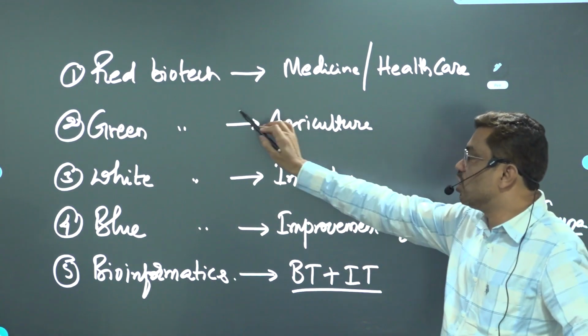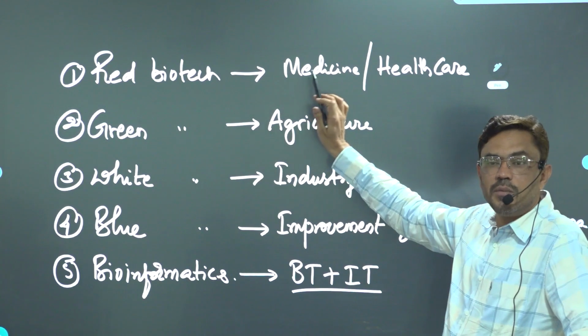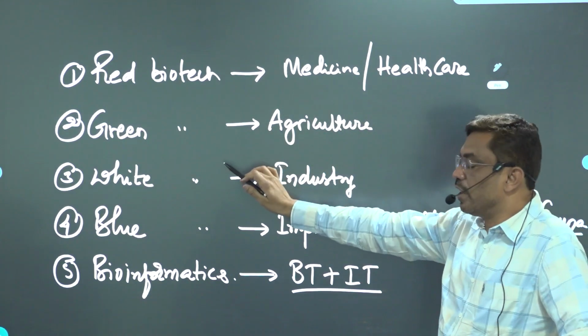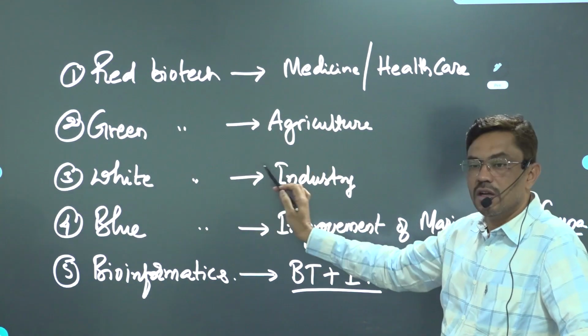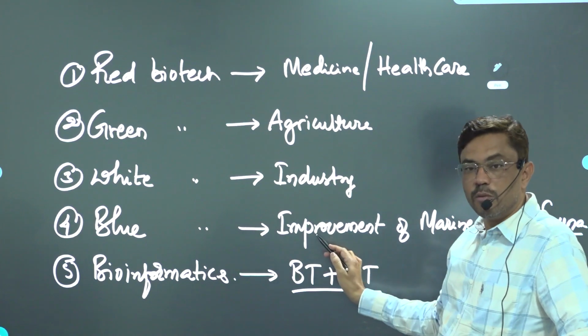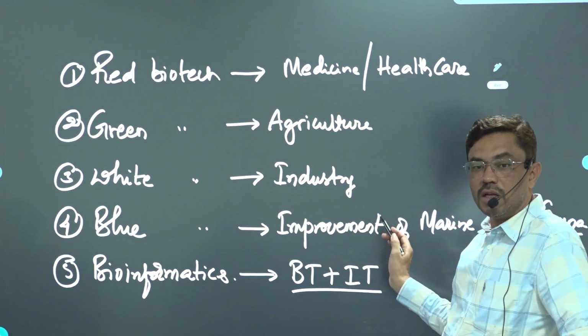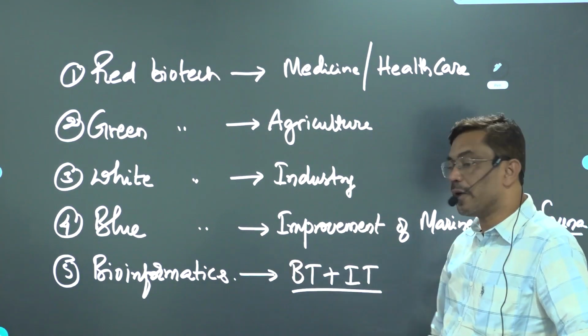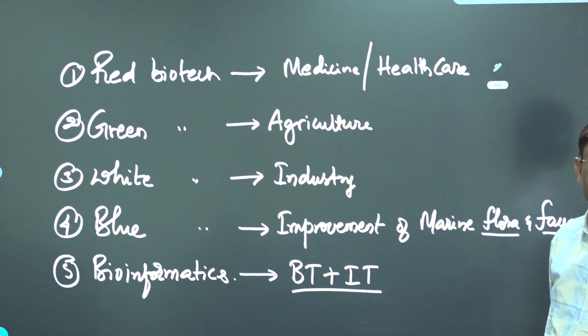So simply remember this terminology. Red biotechnology means application of biotechnology in medicine. Green biotechnology, in agriculture. White, industry. Blue, improvement of marine flora and fauna, that is aquatic. Then bioinformatics, biotechnology plus information technology. Got it? Right.